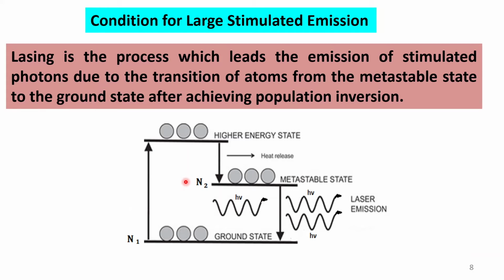Now here we can see, in any laser system or laser device, there is the formation of the population inversion between the ground state and the metastable state. And the stimulated emission will be achieved when the atoms transition from the metastable state to the ground state.